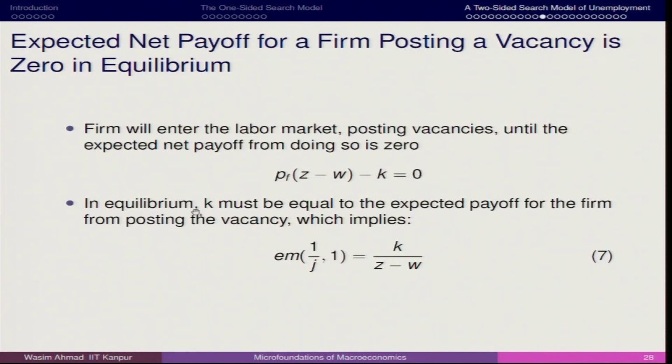Now, in equilibrium, K must be equal, because K is the cost that this firm is incurring. So, K must be equal to the expected payoff for the firm for posting vacancies. So, here we have E m 1 upon J1 is equal to K upon Z minus W. As long as K is higher for the firm, it is costlier. So, from here we will start in the next session, and we will be discussing further.